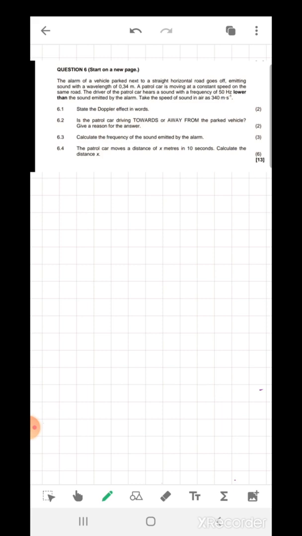Because if they heard a sound with a frequency higher than the frequency of the sound source, they would be moving towards. But they even put "lower than" in bold. So that's how you know it's definitely moving away from.